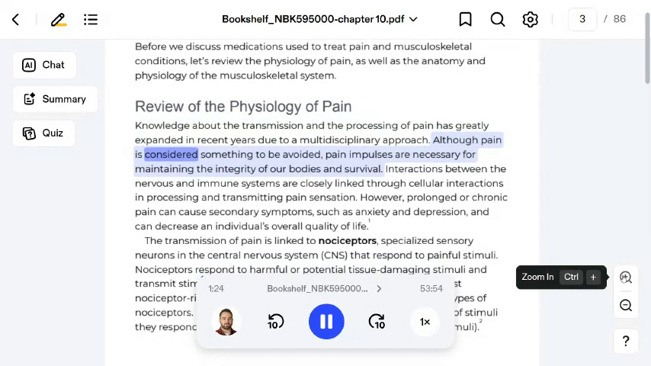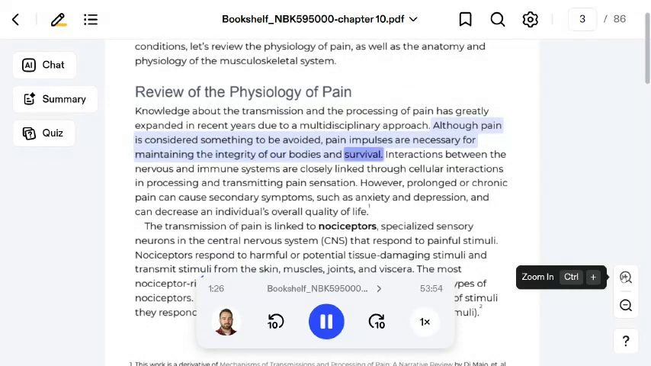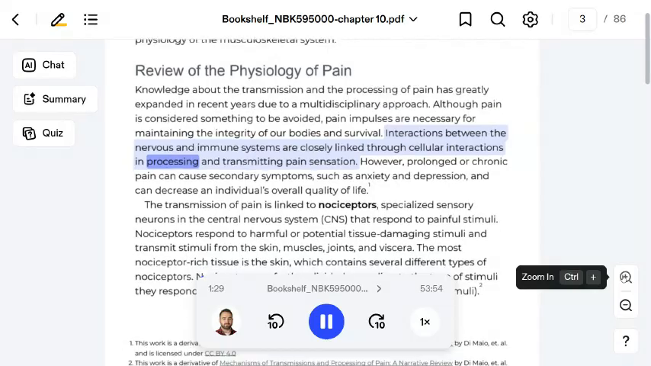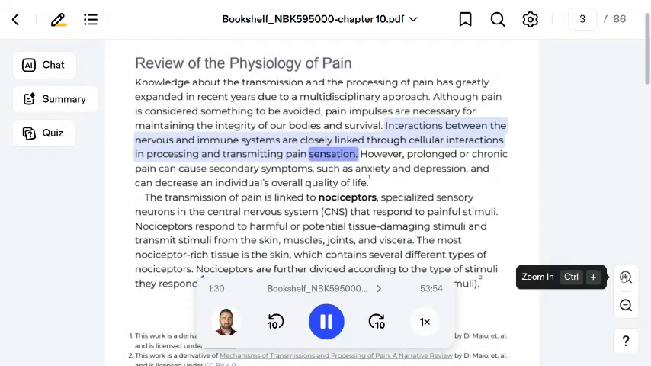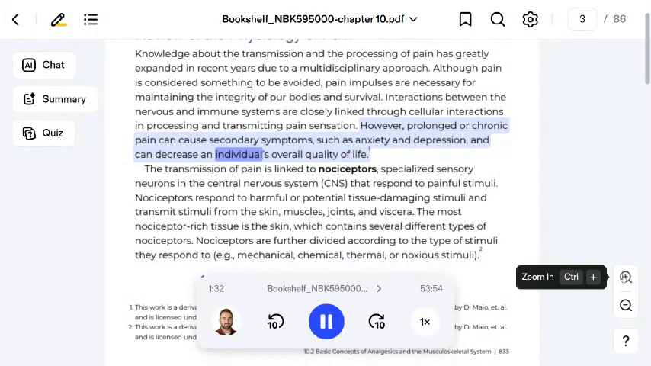Although pain is considered something to be avoided, pain impulses are necessary for maintaining the integrity of our bodies and survival. Interactions between the nervous and immune systems are closely linked through cellular interactions in processing and transmitting pain sensation. However, prolonged or chronic pain can cause secondary symptoms, such as anxiety and depression, and can decrease an individual's overall quality of life.